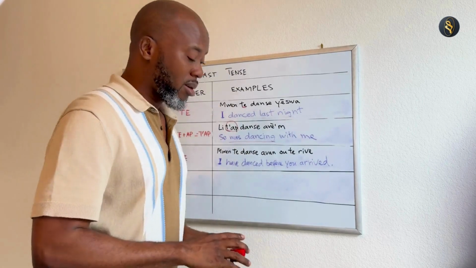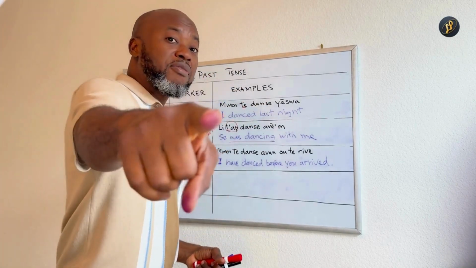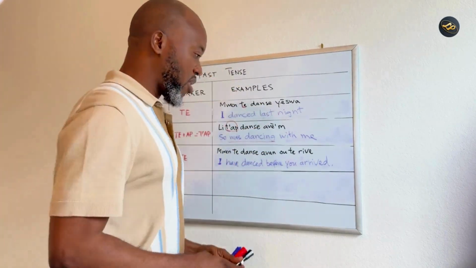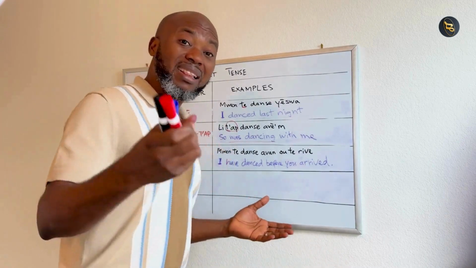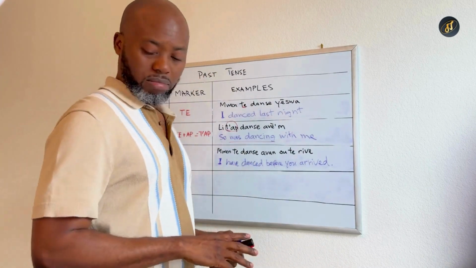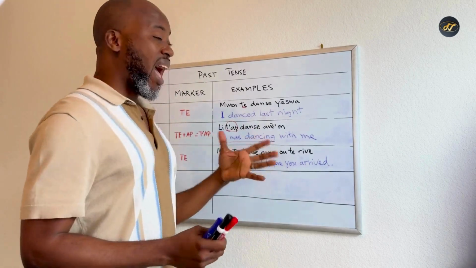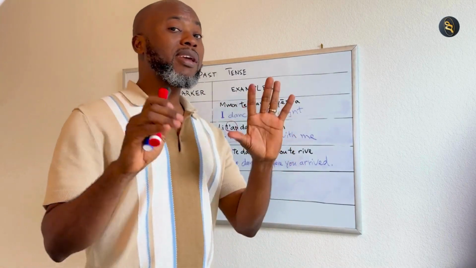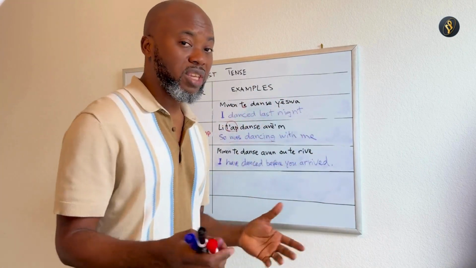Mwen te gentan manje avant ou te vin. Mwen te gentan manje avant bal la te commence. Mwen te gentan. Okay? You can use avant, gentan, déjà, depending on what you're trying to say, okay?